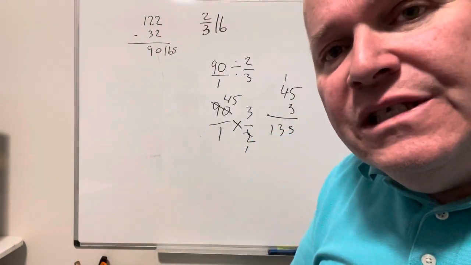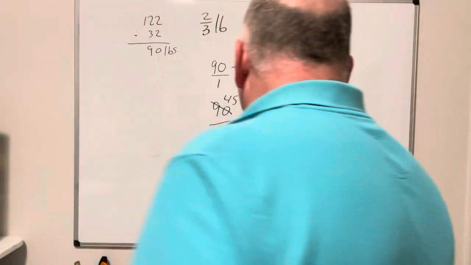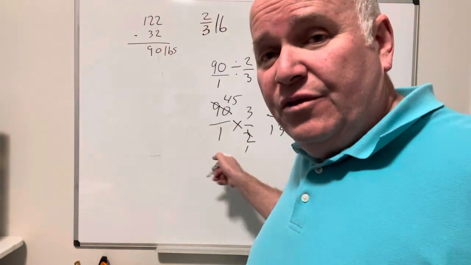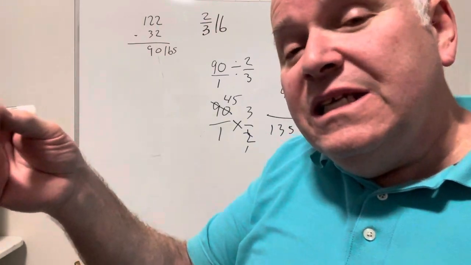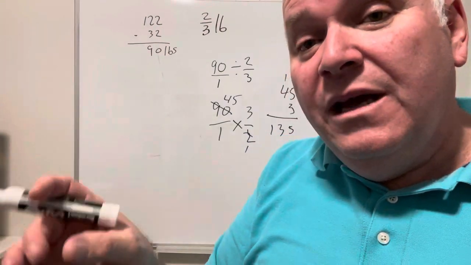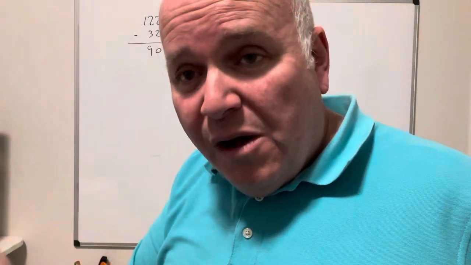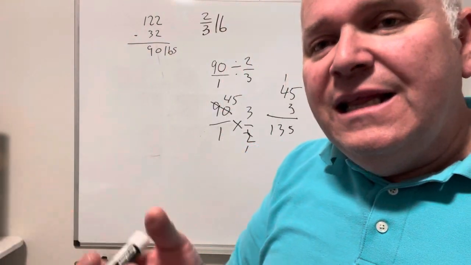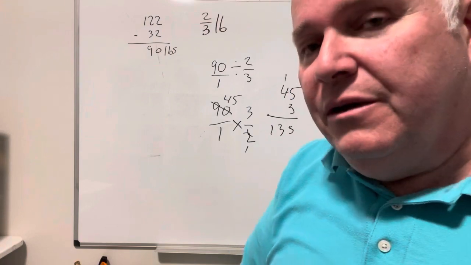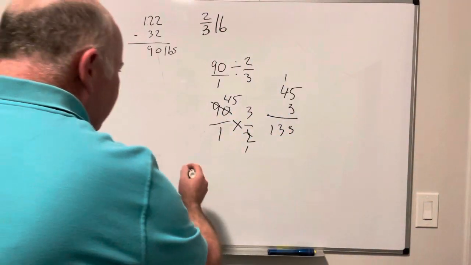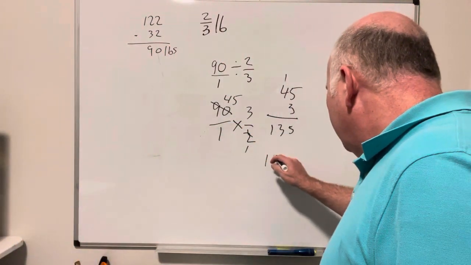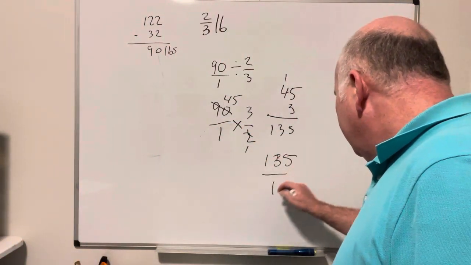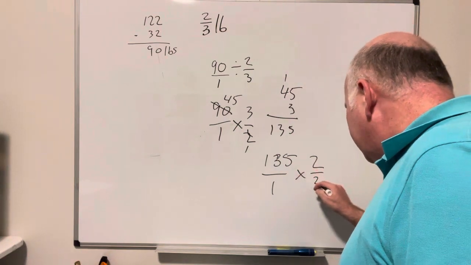Well, we can kind of prove this out, right? Let's see if we can prove it. If I multiply 135 times 2/3, whenever you multiply a number by a number smaller than 1, you are going to get a smaller number. So watch this. We'll take 135 over 1 times 2/3. Not division, so just leave it like it is.